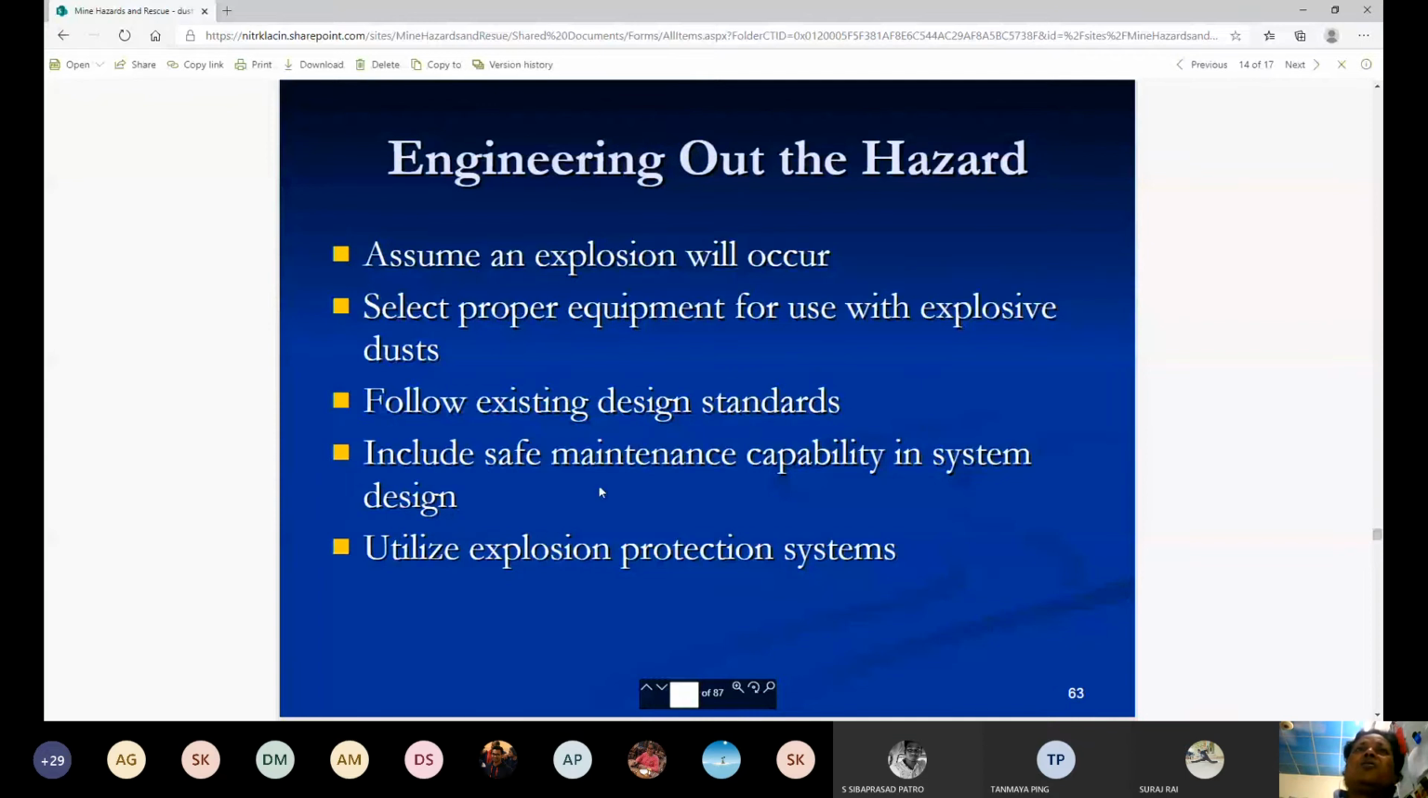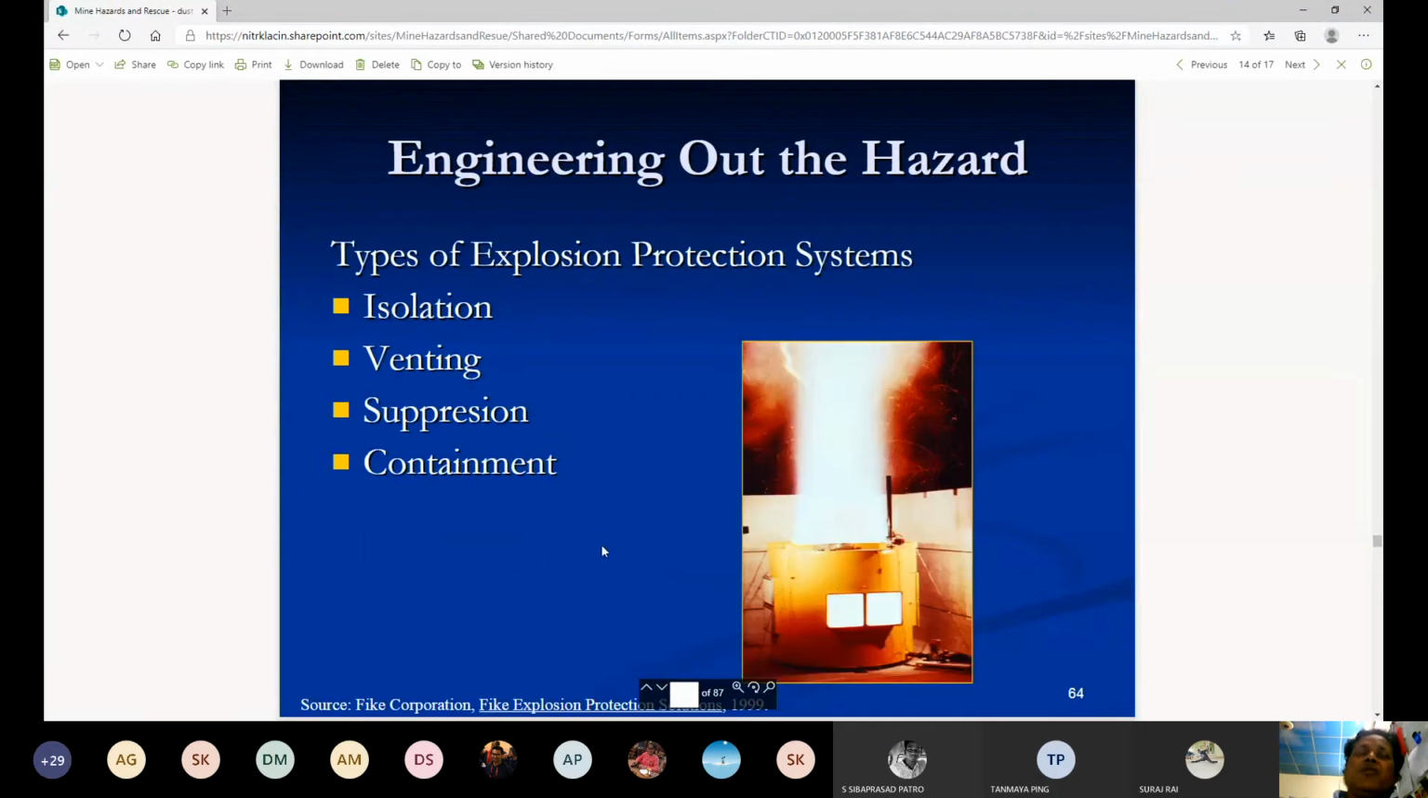So, how to eradicate the coal dust explosion? Suppose you assume an explosion will occur, then you have to select proper equipment for use with explosive dusts and follow existing design standards so that the explosion hazard can be minimized or taken out from the mine.